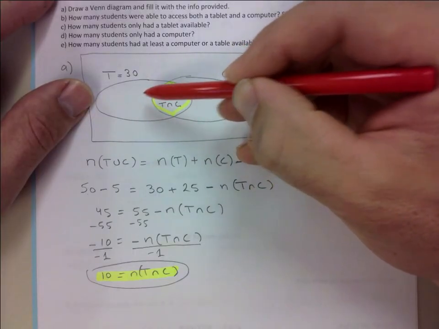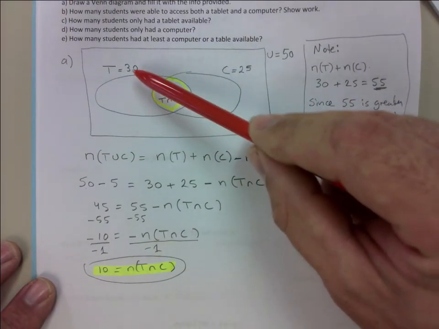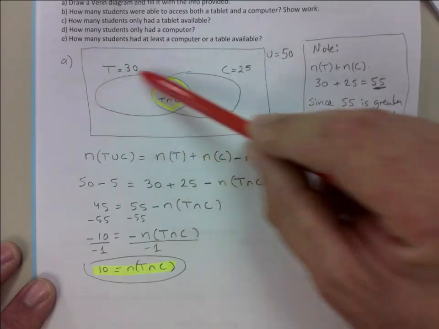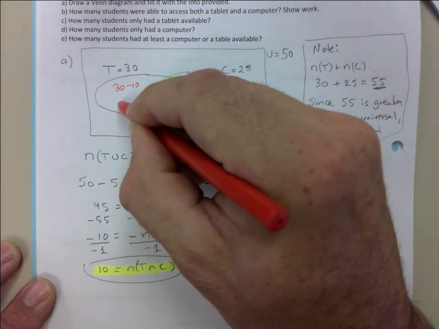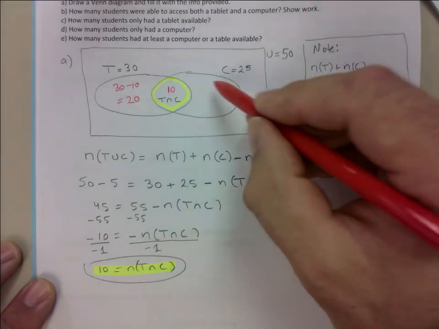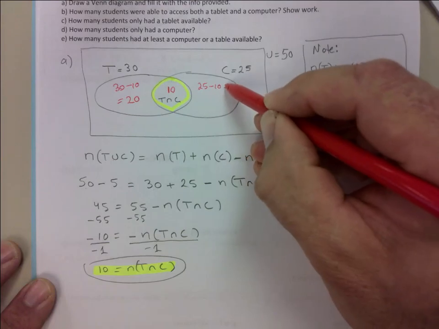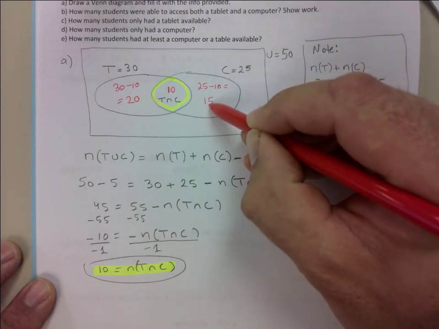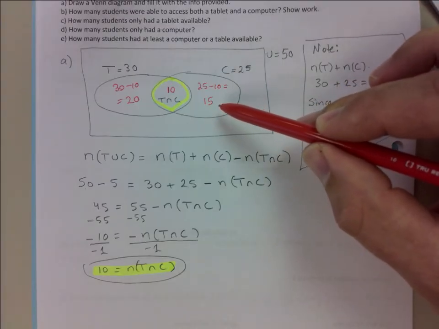20. Right? There should be 20 in this region because you go 30 in total minus 10. So I'm going to go 30 minus 10. So there should be 20 in that region. And over on this region, 25 minus 10. So we're looking at 15 students that are only having access to a computer.